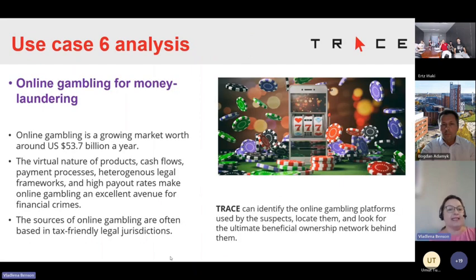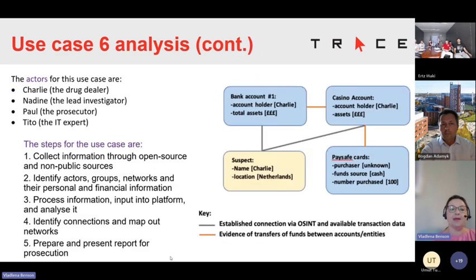Last but not least use case is online gambling for money laundering. Online gambling is a growing market, at least 53 billion a year. We know that this number is going up. For this use case, we explore the use of online gambling by a large-scale drug dealer to launder money earned from his operation. For large sums of money, the process of laundering the funds involves founding an online casino in a regulatory haven and creating fake revenues which can be paid out to the owners as legal business proceeds. It is a very seamless operation.